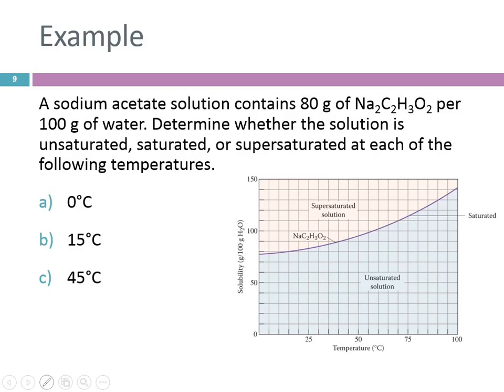So here's an example. A sodium acetate solution contains 80 grams of sodium acetate per 100 grams of water. Determine whether the solution is unsaturated, saturated, or supersaturated at each of the following temperatures. So what we'll do is we'll look on this graph and we'll find 80. So this is 100 and this is 50, 60, 70, 80. What color am I writing with? That's a good question. How about red? So 80 would be this line. That's 80 grams per 100 grams.